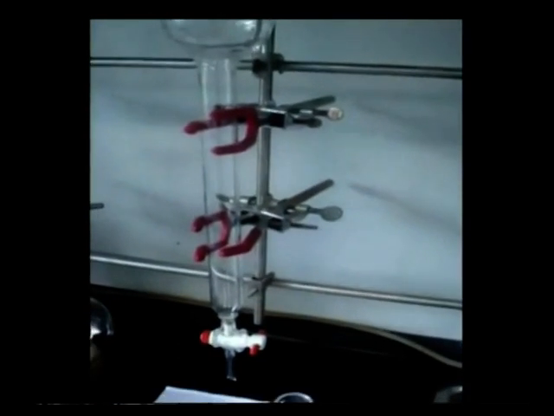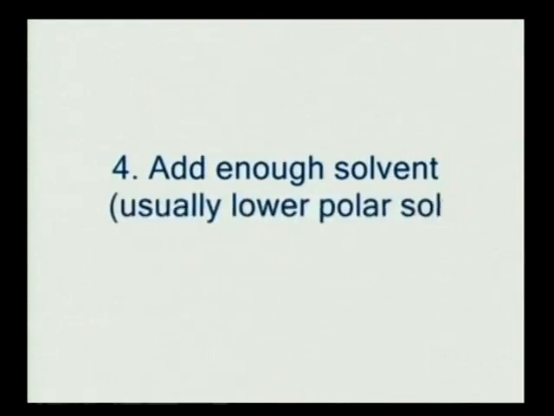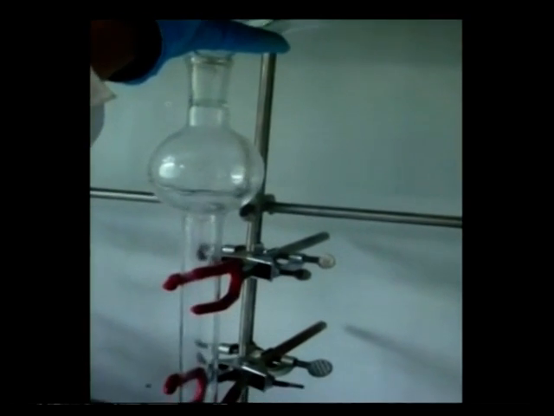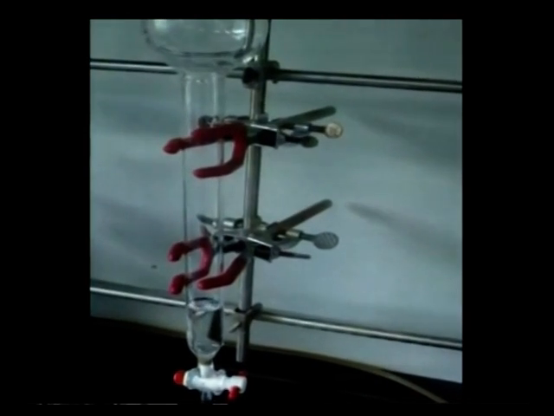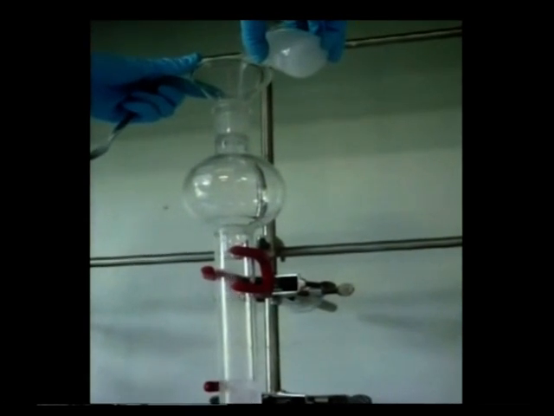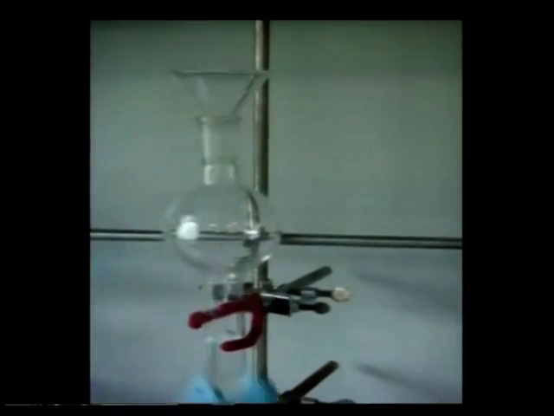Then this is about column chromatography. This is the column showing, and after this add enough solvent, usually a low polarity solvent. Then tap the column, pour silica and slightly stir the silica. Slowly introduce it into the column, and after introducing the mobile phase, which is a mixture of components, we have to rinse the column with the silica, because no impurities must be present in the column.